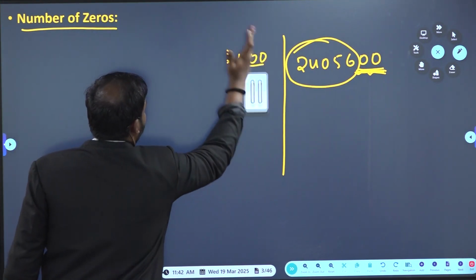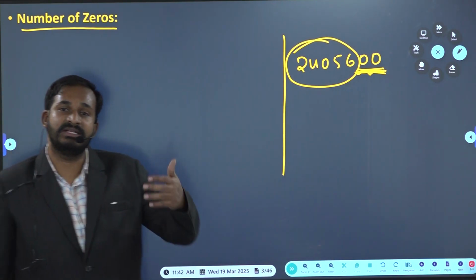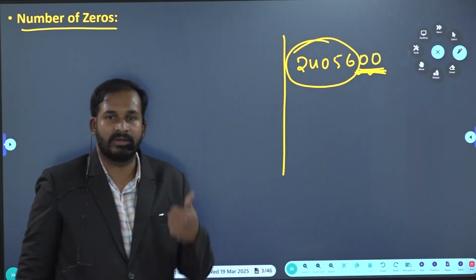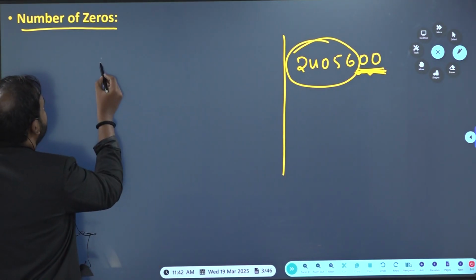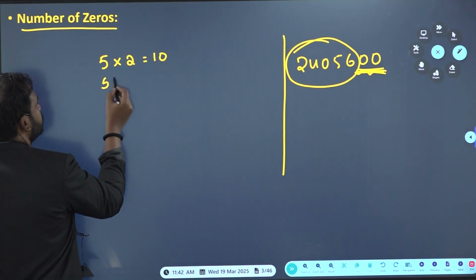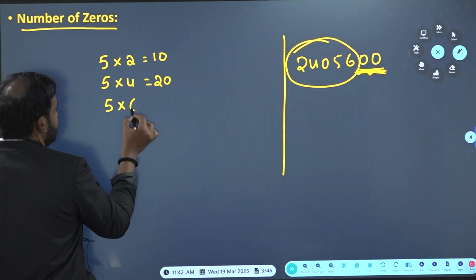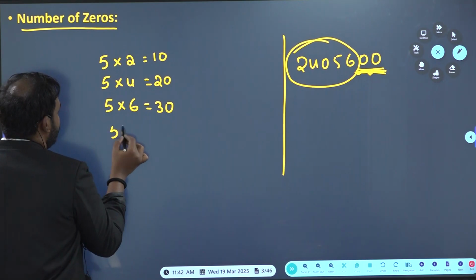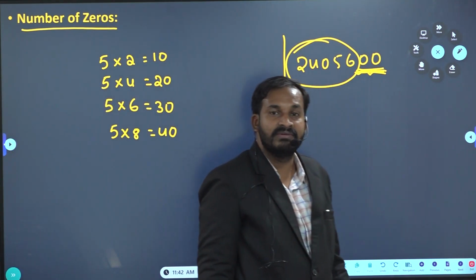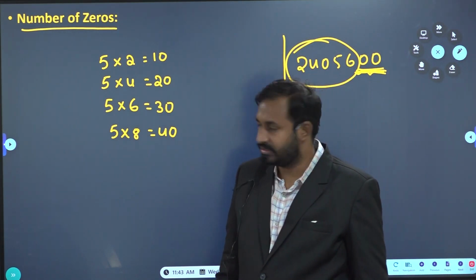Now, how will we find the number of zeros? We all know that we get zeros in the units place, as we came across while discussing the units digit concept. When we multiply 5 with any even number, we will get a 0. 5 with 4 is 20, 5 sixes are 30, 5 eights are 40. Like this, when we multiply 5 with any even number, we will get a 0.